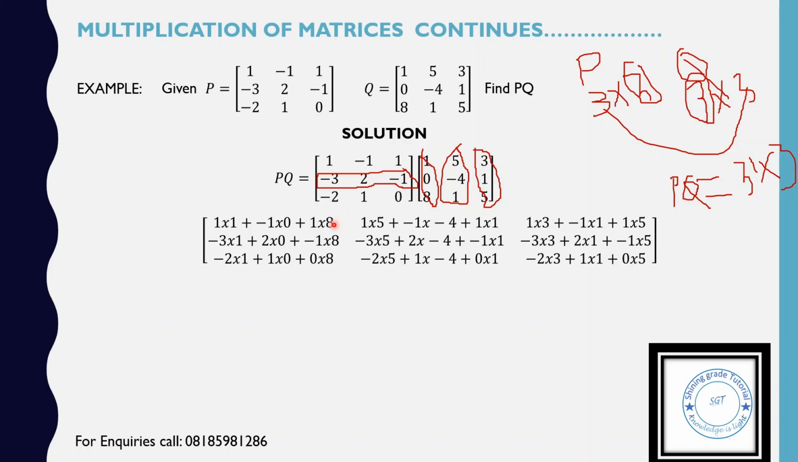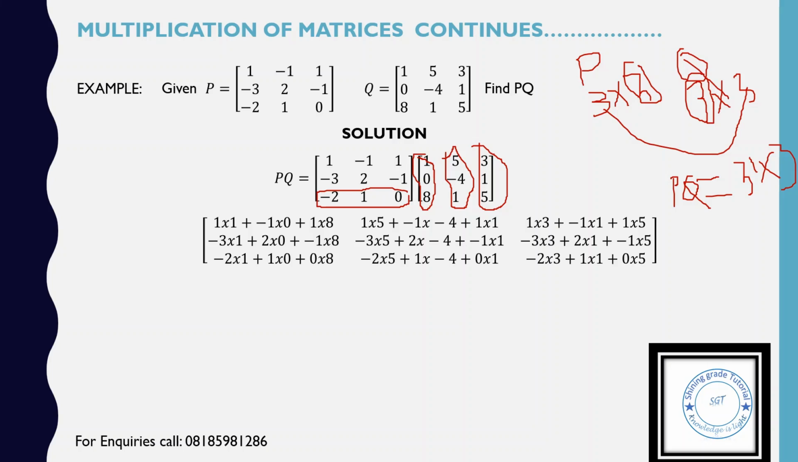Alright, so the next thing as well, we take the third row to multiply every column. The first column, use it to multiply the second column, and as well the third column.